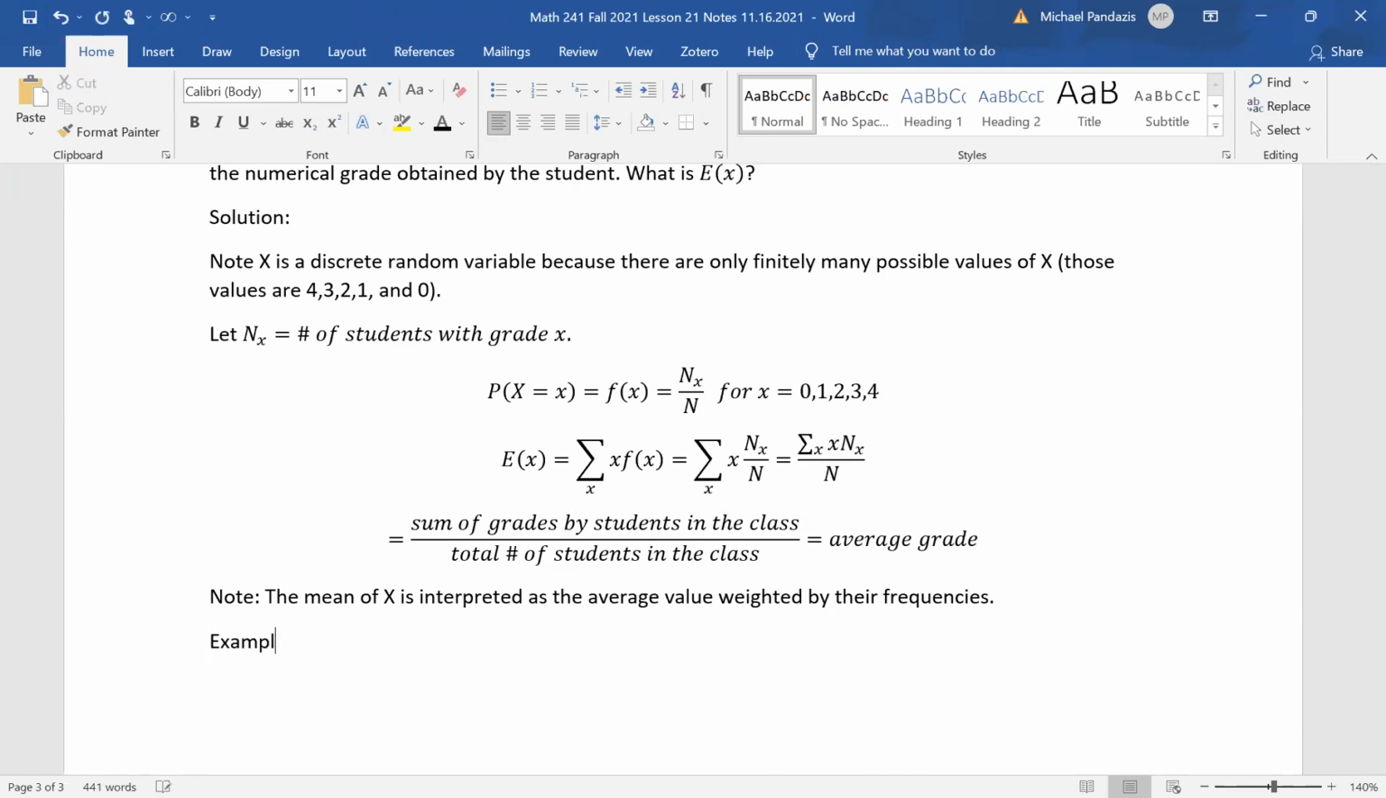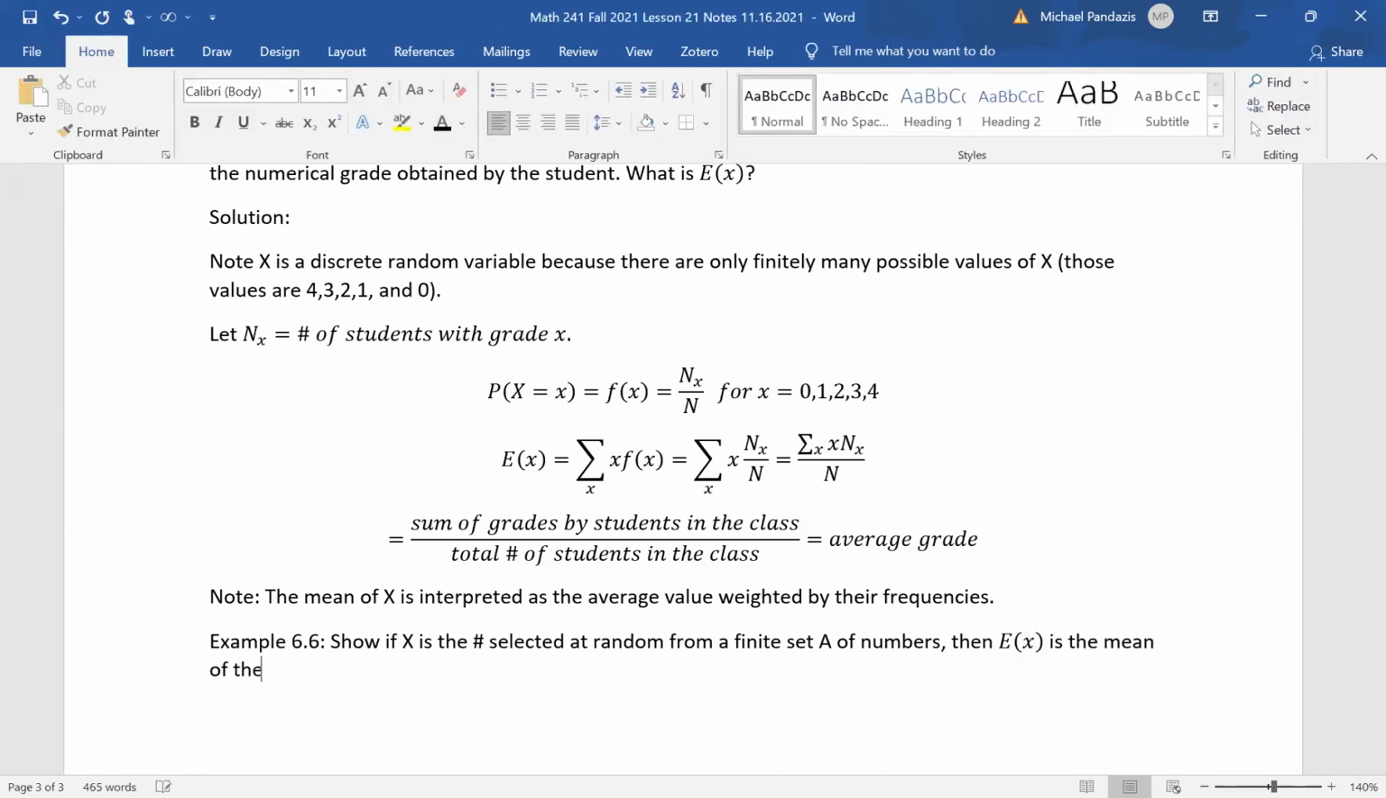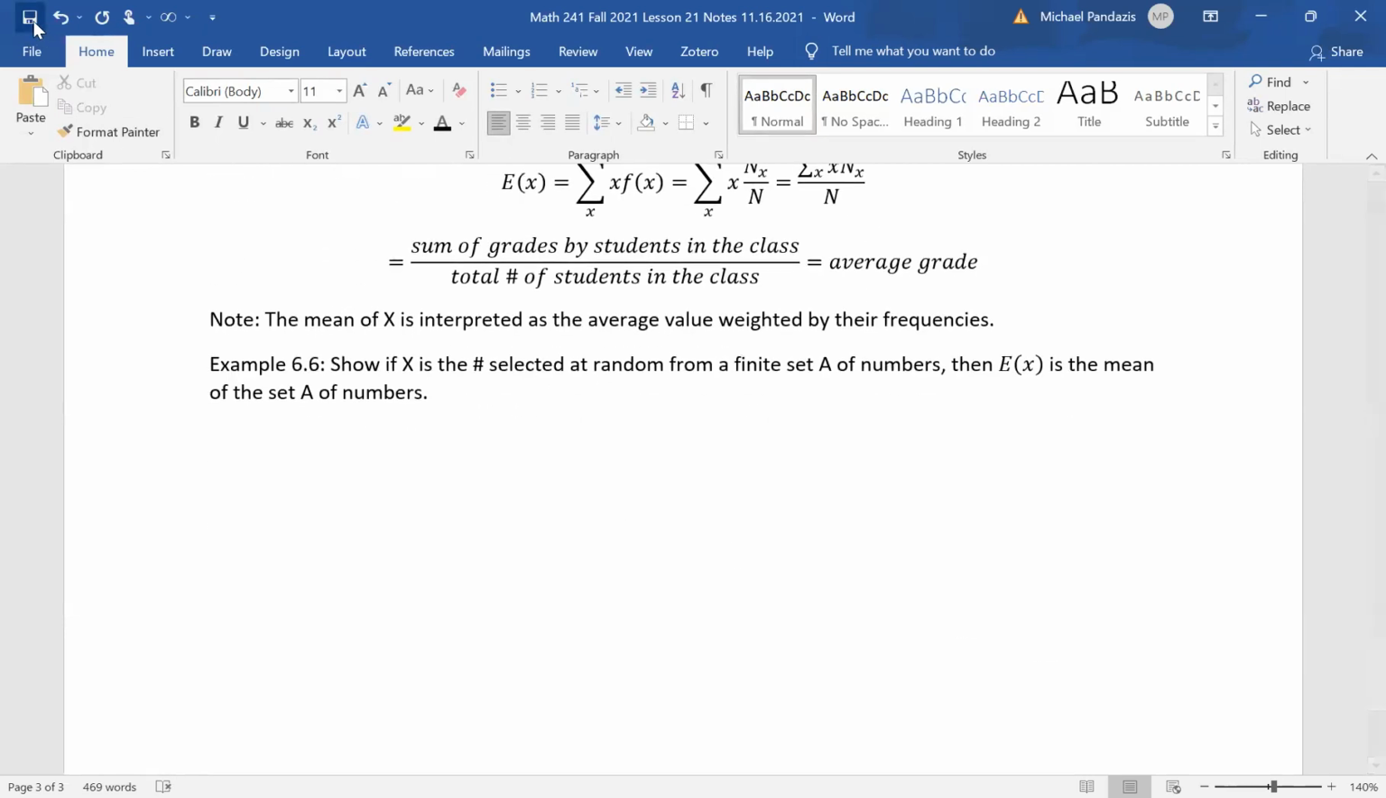Okay, so the next example is example 6.6. Show if capital X is the number selected at random from a finite set, capital A, of numbers, then E of X is the mean of the set, capital A, of numbers. Okay, this is a little confusing to read. Show if capital X is the number selected at random from a finite set, capital A, of numbers, then E of X is the mean of the set A of numbers.